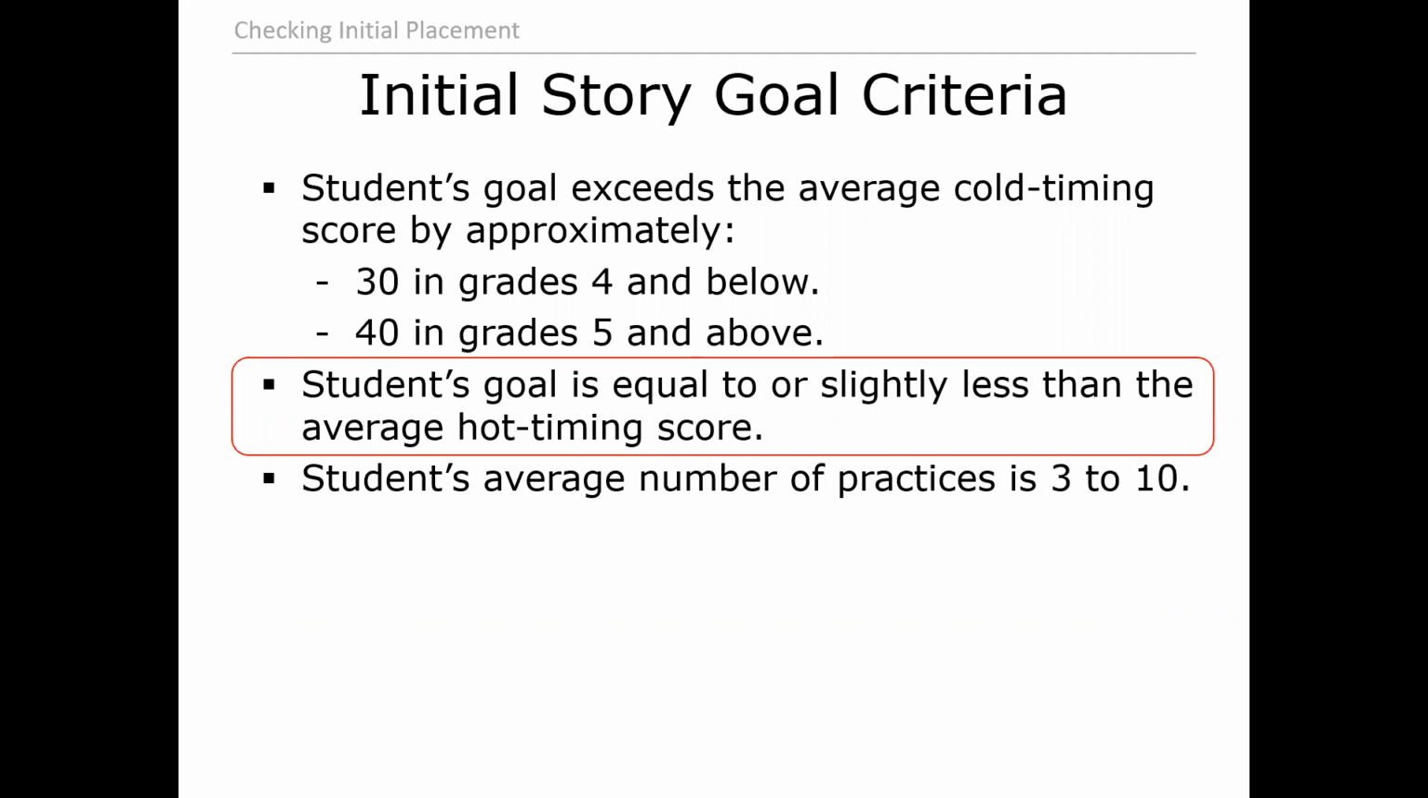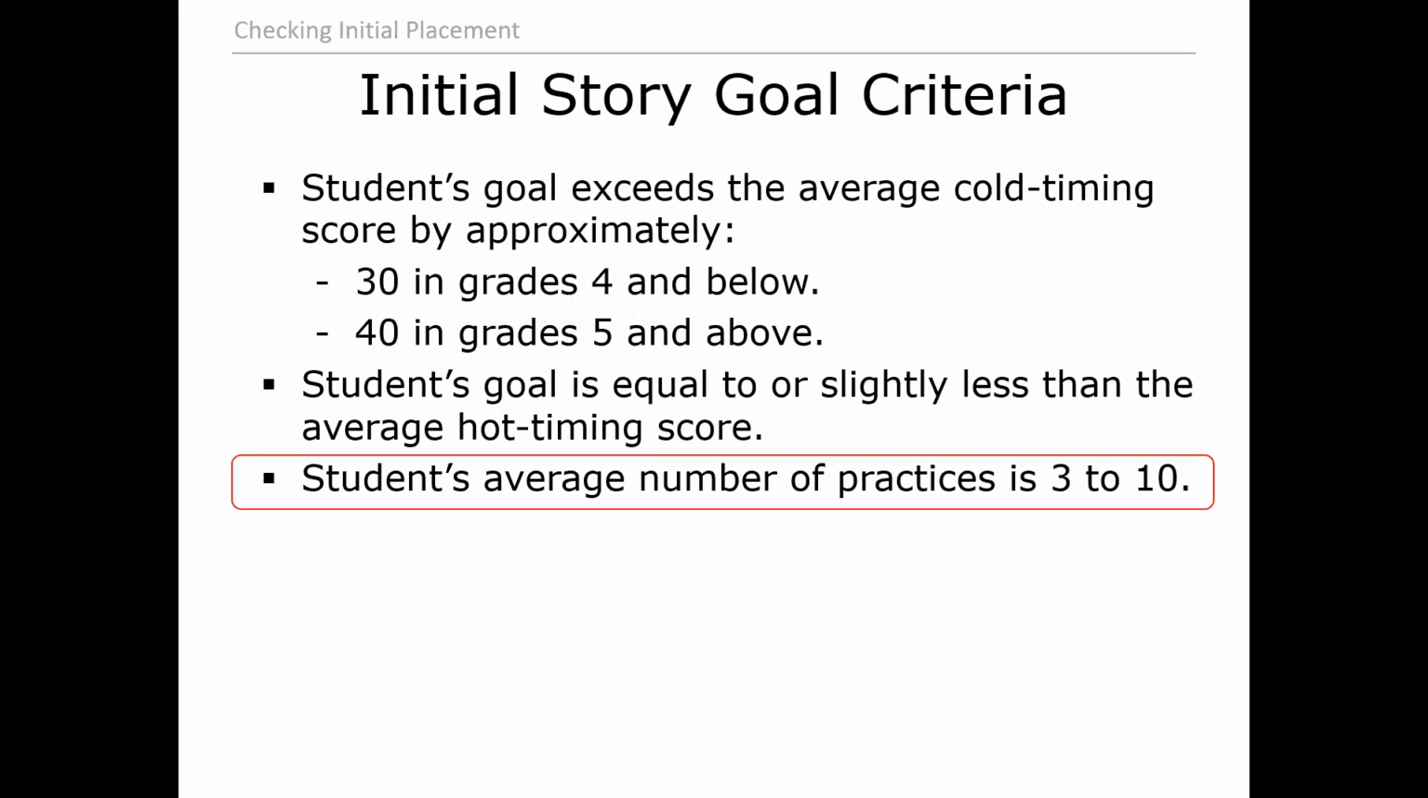Okay. So think about that for a minute. The student's goal. Well, in order to pass a story, students need to reach their goal, right? They're not passing stories if they're not reaching their goal. So their average hot timing score has to be at least at their goal and likely a little bit above. Now, we consider the difference to be too great if it's 10. Okay, a double-digit difference is too great and indicates a change is needed.